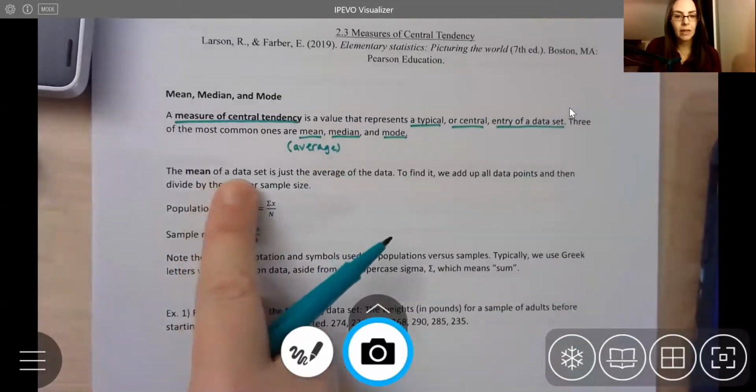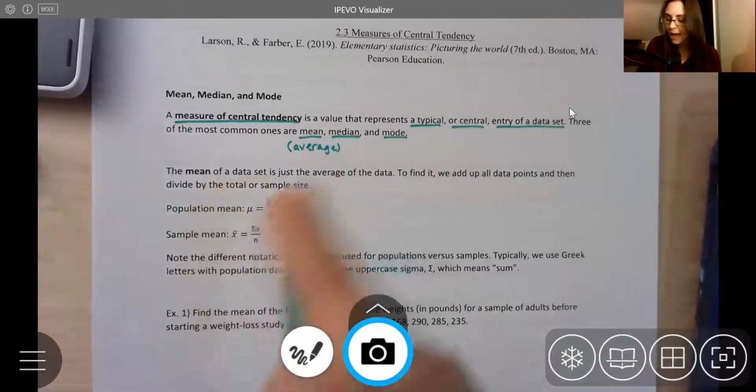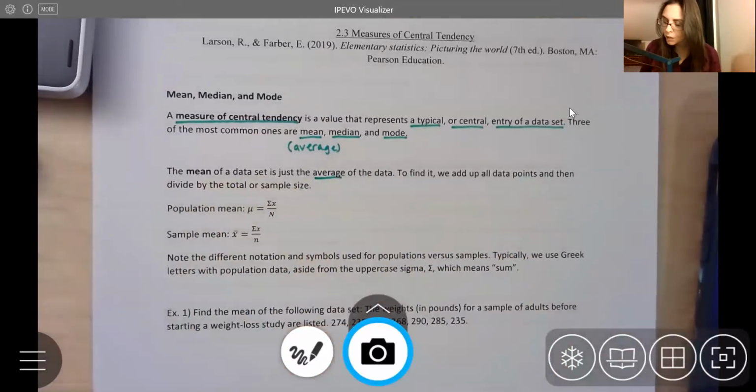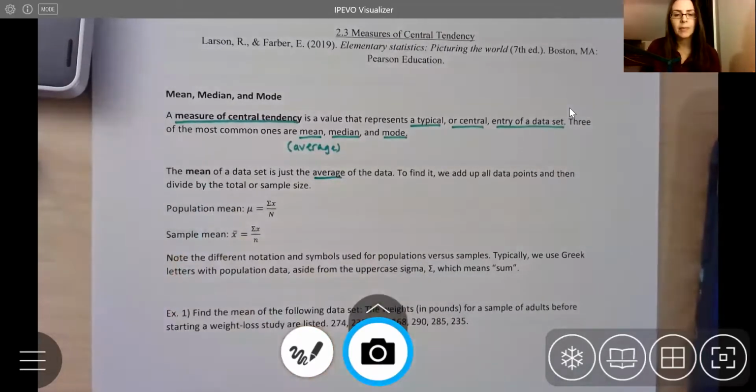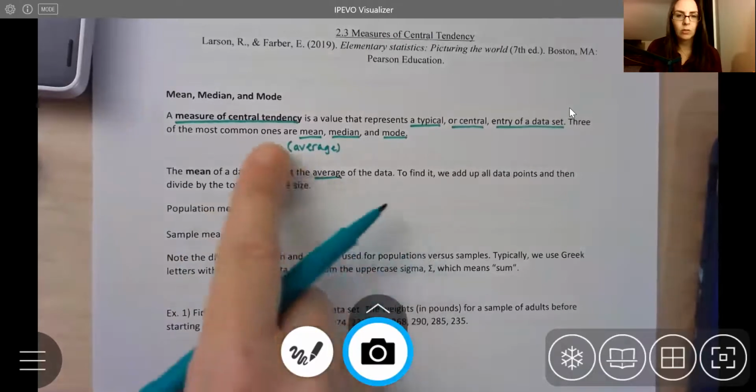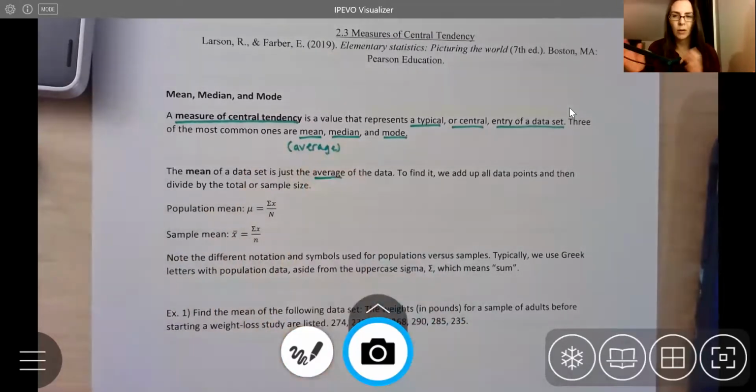The mean of the data set is just the average of the data set. To find it, we add up all the data points and then divide by the total, or the sample size. So just like a regular average, you add up all the data points and divide by however many you have. That definition doesn't change. We do use the word mean though instead, just to be really clear. Sometimes the word average could be used for median as well, or mode, although it doesn't usually happen. But mean is just a much clearer vocab word, so we're going to use mean as much as we can.